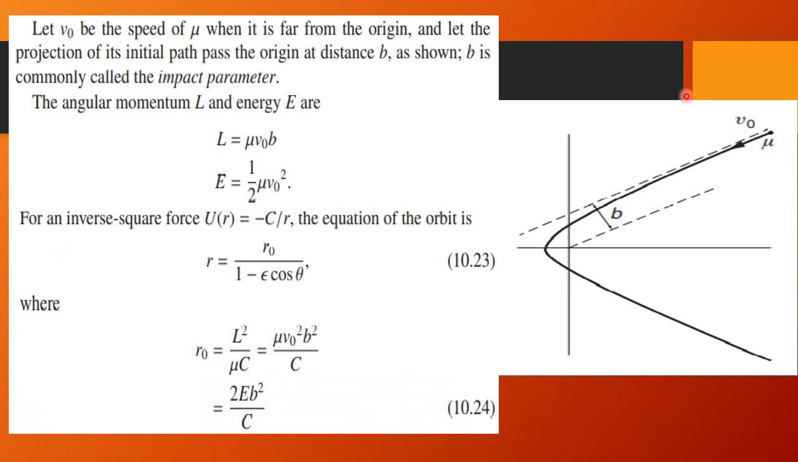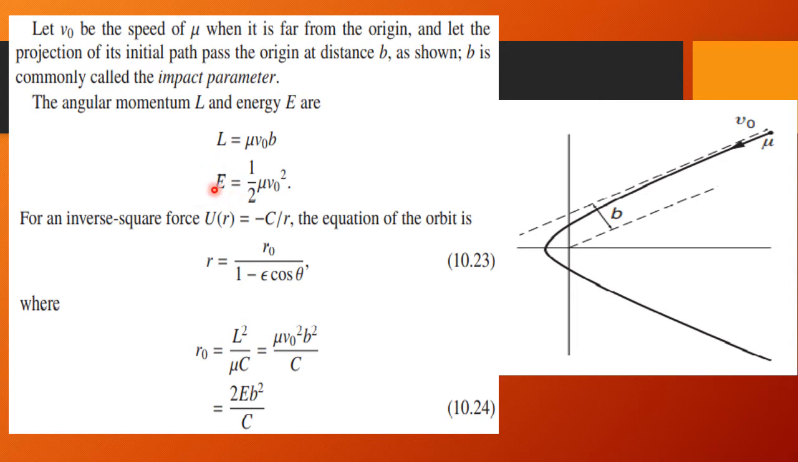So we know that if we take a particle, or let it be a comet of mass mu, it is coming initially with a velocity v0, and when it is far away from the origin, this is the interaction area, and b is the distance, which is commonly called the impact parameter. So this is the initial path and it gets deflected towards this direction. We know the angular momentum L is equal to mu v0 b, and the total energy is half mu v0 square, which is the kinetic energy.